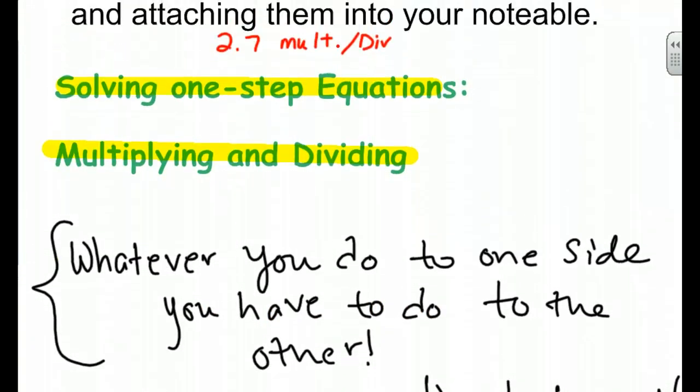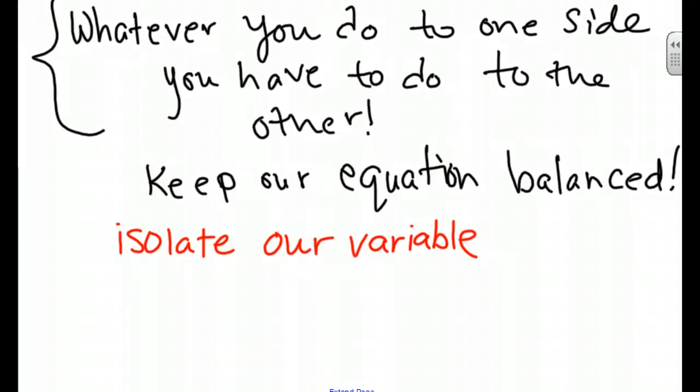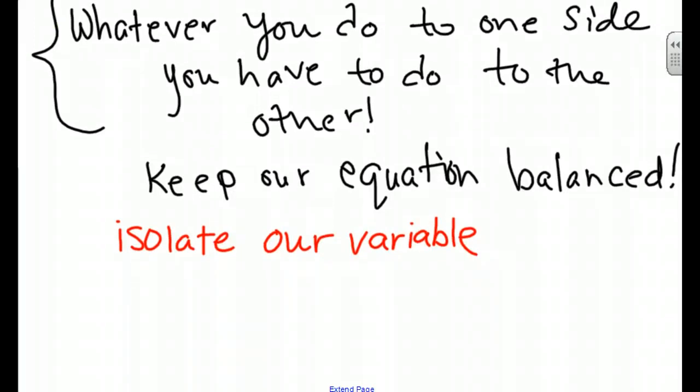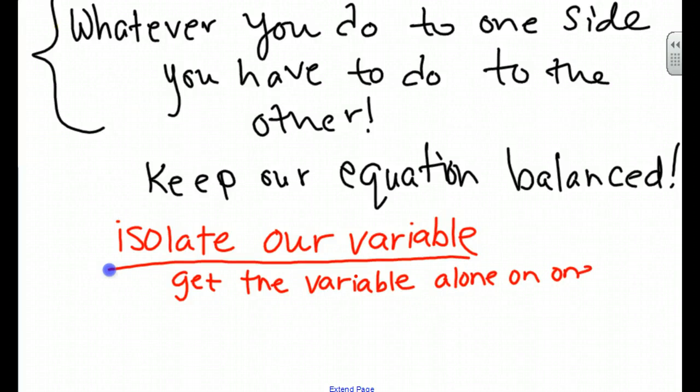So remember, our title is Solving One-Step Equations Using Multiplying and Dividing. And then what I want you to be writing is you want to isolate the variable. And what this means is we want to get the variable. Now remember, variables are just letters like X or Y or Z or A or B or C. Get the variable alone on one side.